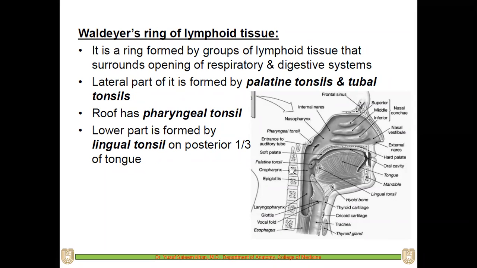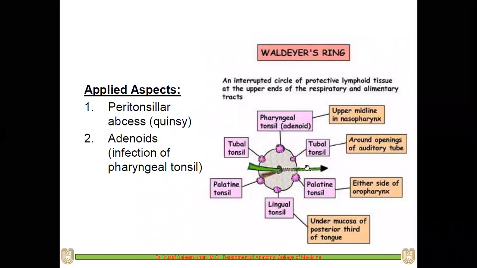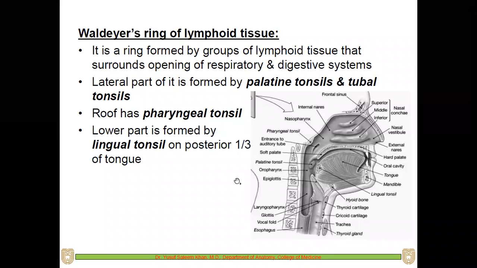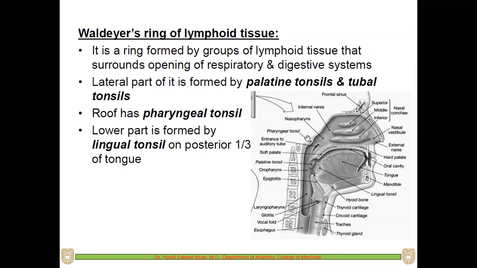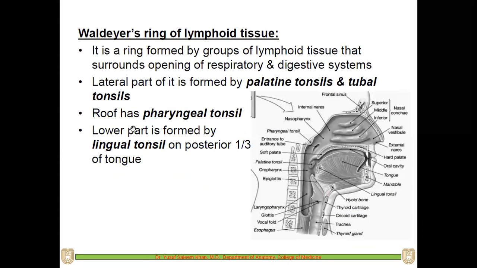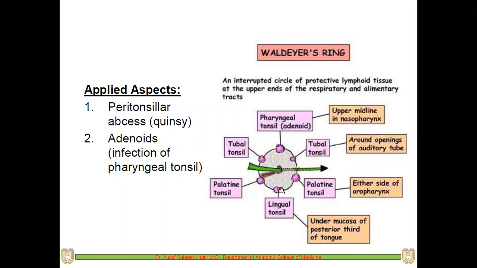This is the digestive passage, this is the respiratory passage. The lateral part of it is formed by the palatine tonsil on either side. If you see, this is Waldeyer's ring. On either side we have the palatine tonsils, right and left. In the roof we have the pharyngeal tonsil, here in the roof of the nasal cavity, which forms the pharyngeal tonsil or the adenoids. Then the lower part is formed by the lingual tonsil. I said the posterior one third of the tongue has a lot of lymphoid tissue, so this forms the lingual tonsil.